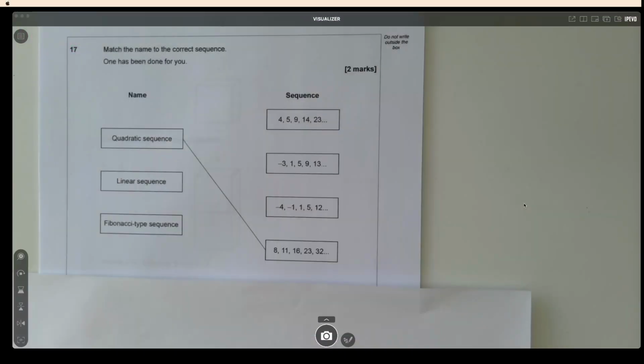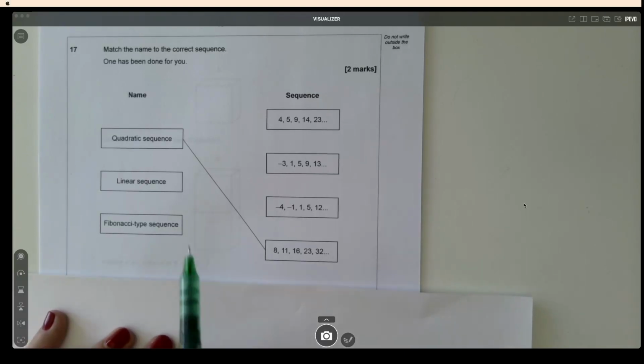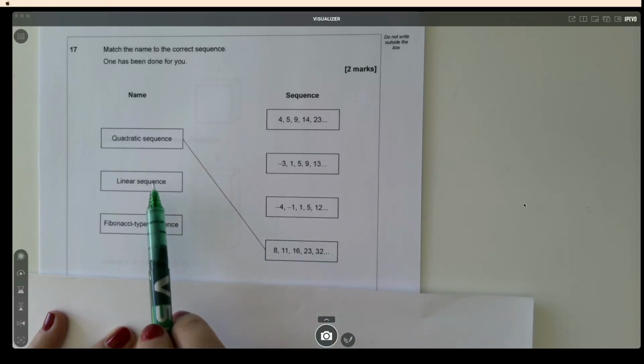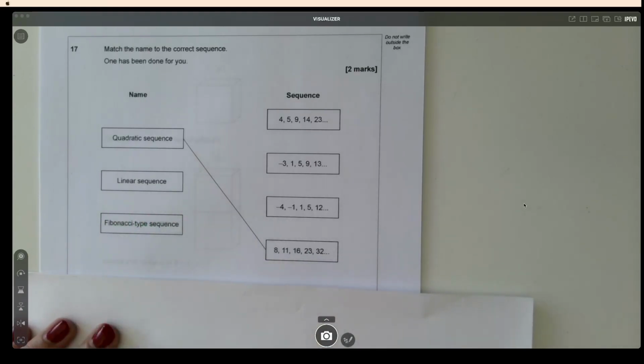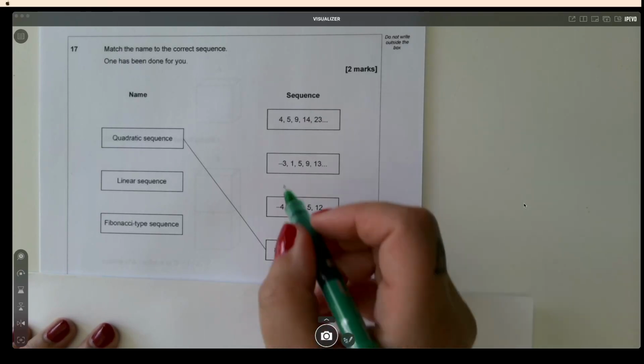Question 17. Match the name to the correct sequence. One has been done for you. So a quadratic sequence has been matched up to this sequence here. So this must be a quadratic sequence. We now need to find a linear sequence and a Fibonacci type sequence. So a linear sequence is one where it goes up or down by the same value between each term. So we're either adding the same value to get the next term, or we're subtracting the same value. So let's try and find that one first.